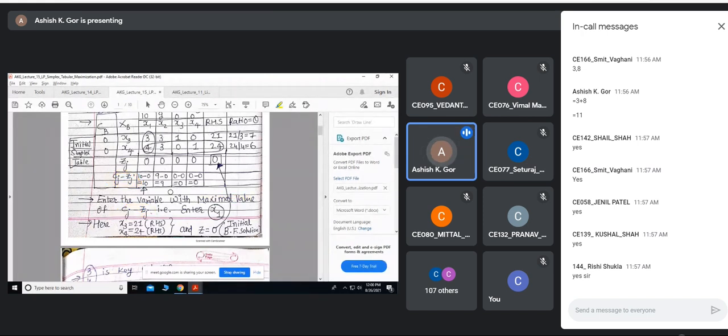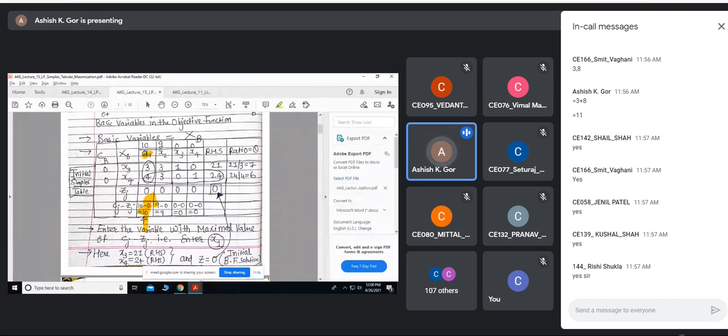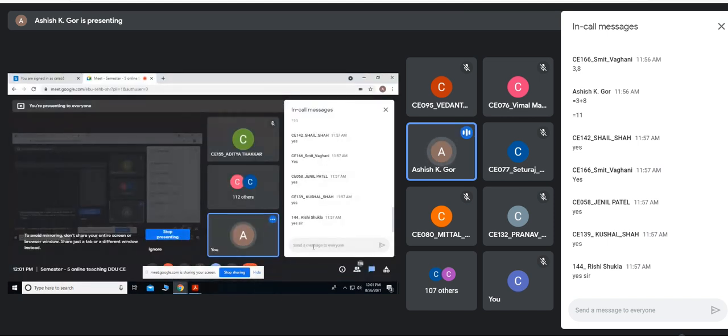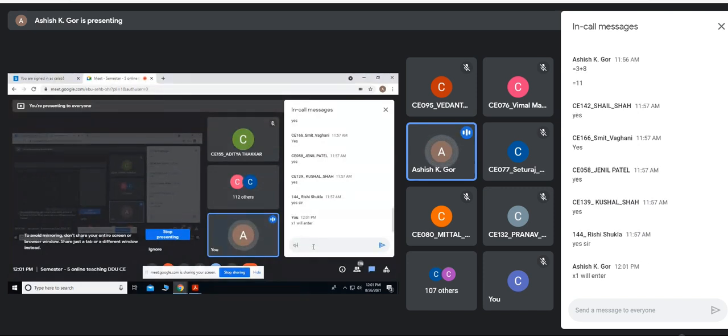So which is the maximum? So you see this 10 is a maximum. So I will enter the corresponding variable. So 10 is in which column? It is in the x1 column. So what I want is x1 is the variable which needs to be entered. Okay. So that's why I draw an ellipse kind of thing over 3, 4, this column. Okay. So x1 will enter. Why x1 will enter? Because Cj minus Zj, that is C1 minus Z1, is highest.